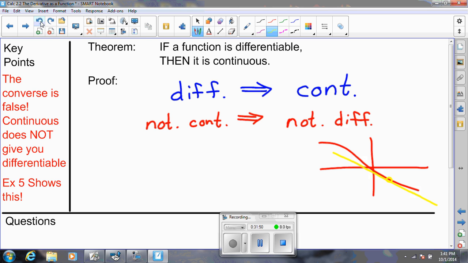This is a piece that is more helpful. If you can look at a graph and see that it is not continuous, that will tell us that it is not differentiable.